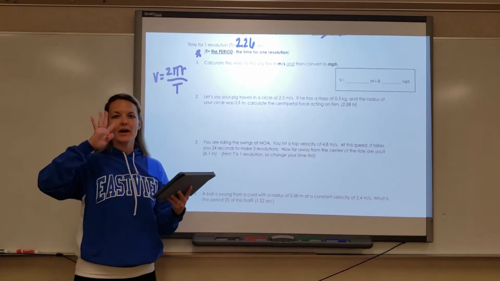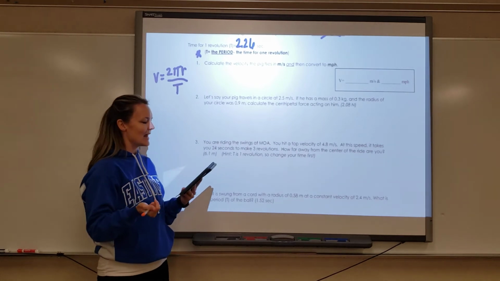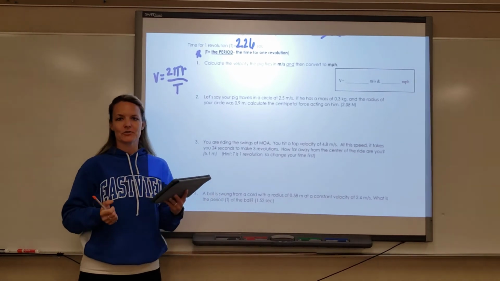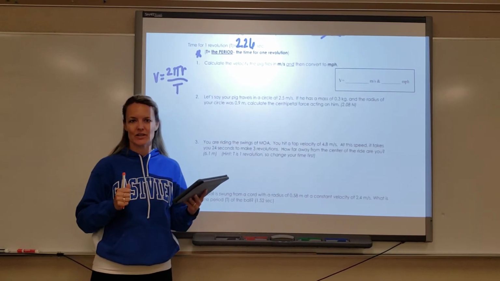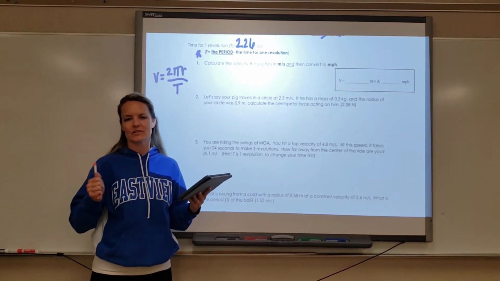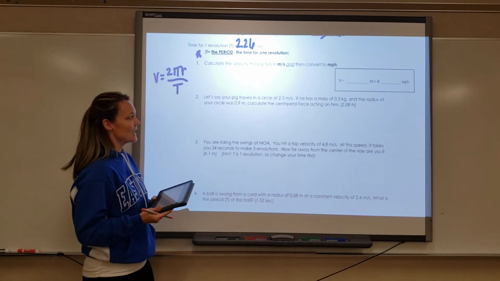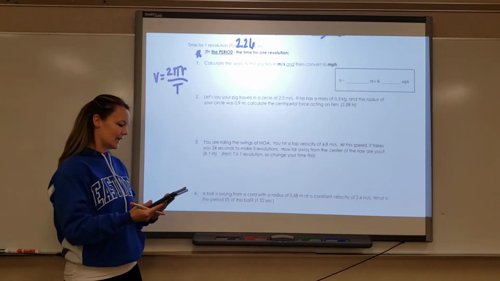From there, you have 5 more problems to set up. Some of them are going to involve velocity, some are going to involve centripetal acceleration, and some of them are going to solve for centripetal force. So we're going to set up the first couple together just so you kind of get an idea of how it works.